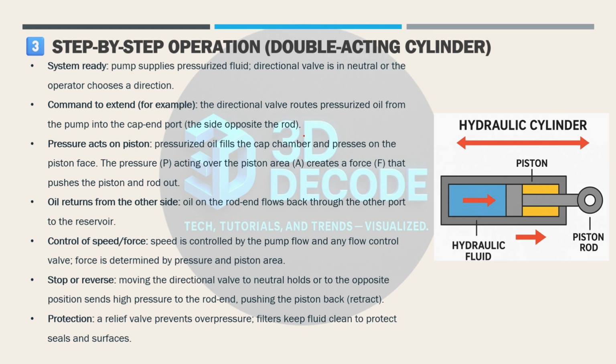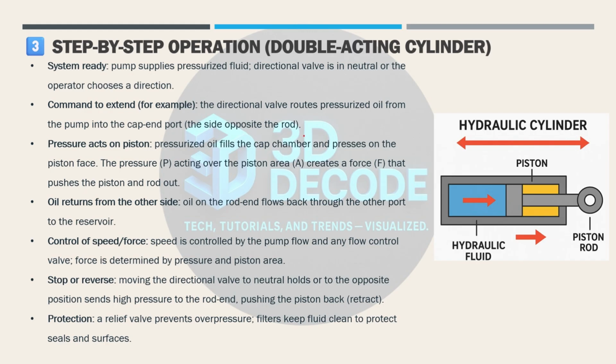3. Pressure acts on piston. Pressurized oil fills the cap chamber and presses on the piston face. The pressure acting over the piston area A creates a force F that pushes the piston and rod out. 4. Oil returns from the other side. Oil on the rod end flows back through the other port to the reservoir.